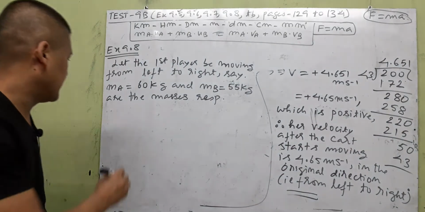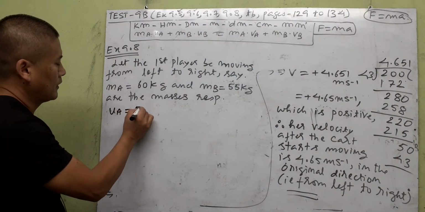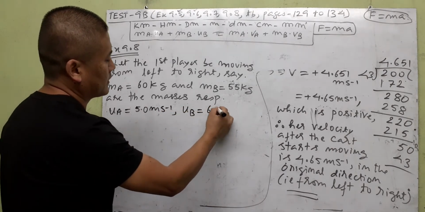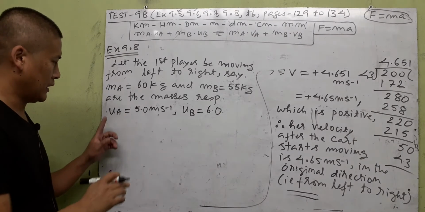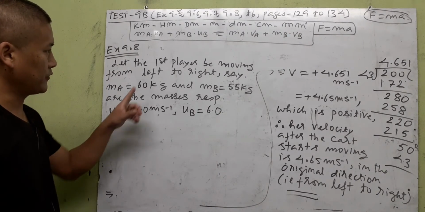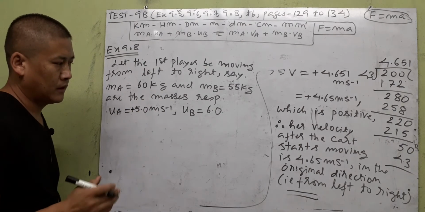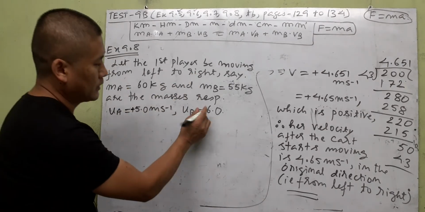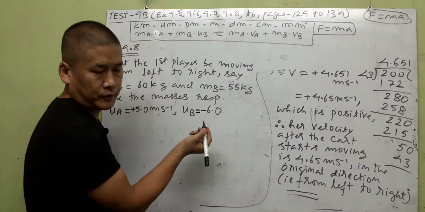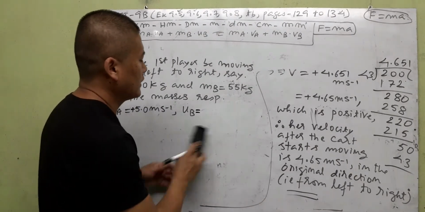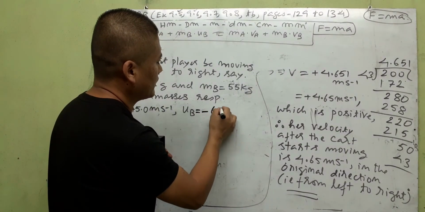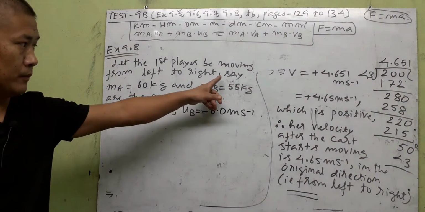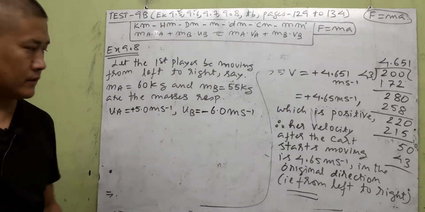Then initially the first player is moving with a velocity of 5 meters per second, and the second player is moving with a velocity faster, 6. Now the question clearly says the first one, player A, is moving from left to right, so it will be plus. And they say that the two players are moving in opposite directions. This is moving from right to left, so this should be opposite, means minus. This is where we should not make a mistake, because the question clearly says these two players are moving in opposite directions. So if the first player is left to right, it is always plus. The other one opposite means from right to left, so it should be minus.